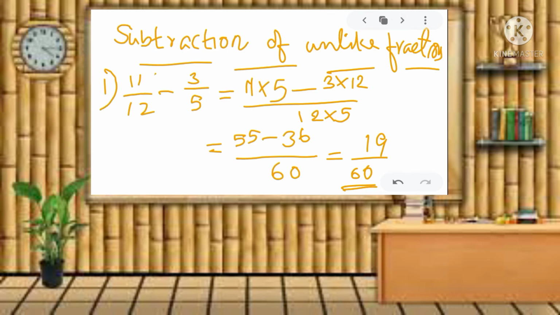Then subtraction of unlike fractions. 11 by 12 minus 3 by 5. 11 into 5 minus 3 into 12. The same as in the addition of unlike fractions. Instead of addition, here it is subtraction. 11 into 5 minus 3 into 12 by 12 into 5. 55 minus 36 by 60. That is 19 by 60.